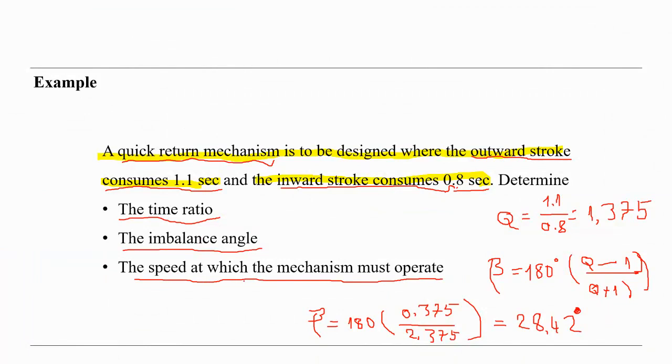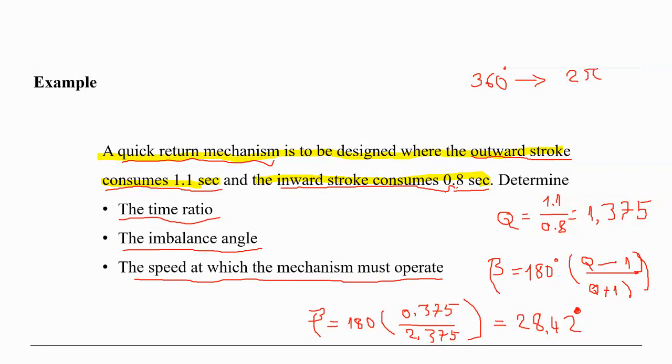Okay, the next one is the speed at which the mechanism must operate. Speed, that means the input speed. So how can we calculate the input speed? We know the total angle and total time. The total angle for a full rotation is 360 degrees.